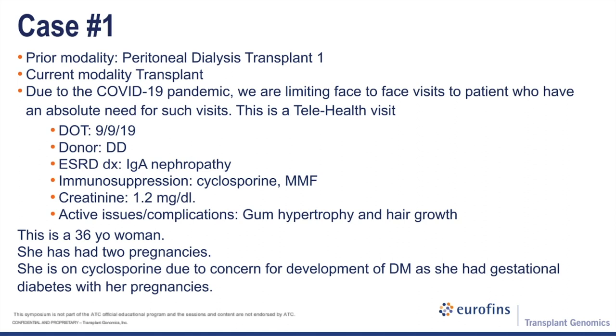She is on immunosuppression with cyclosporine and MMF, with a baseline creatinine of 1.2. Her active issues are gum hypertrophy and hair growth, believed to be complications from cyclosporine. This is the reason that we're switching her to belatacept. She had two pregnancies, and she's on cyclosporine because she developed diabetes with the pregnancies, and we were concerned she would develop post-transplant diabetes with tacrolimus. But now she's bothered by the hair growth and gum hypertrophy.